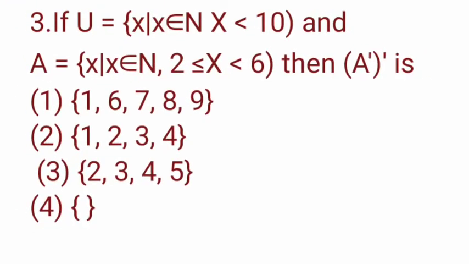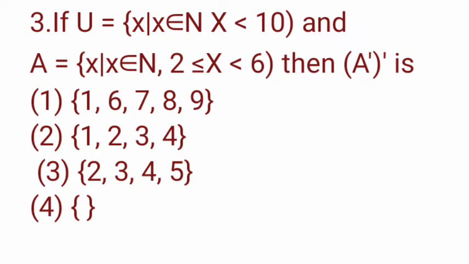Okay. Third question, if U equal to set of x such that x belongs to N, x less than 10, and A equal to set of x such that x belongs to N, 2 less than or equal to x less than 6, then find A dash. First explain U. What are the elements of U? x belongs to N means natural numbers. We start with 1, 2, 3, 4, 5, 6, 7, 8, 9 only, because less than 10. So U value is 1, 2, 3, 4, 5, 6, 7, 8, 9.